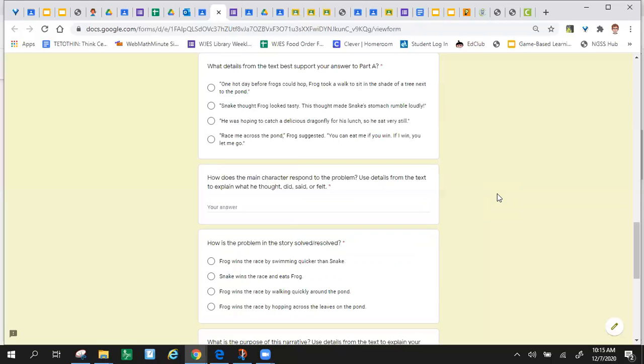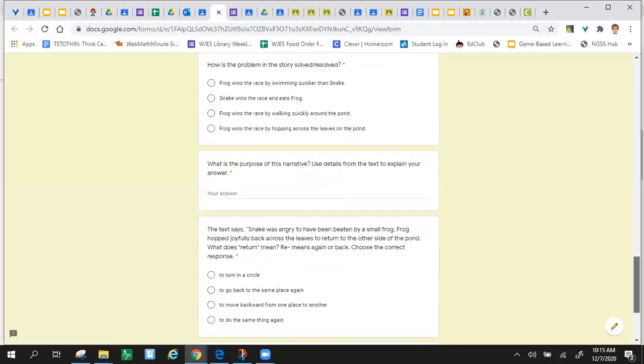So you're going to go back to the text, refer explicitly to the text, and you're going to type on this line how the character responded to the problem. So this is going to be a couple of points, my friends, so make sure you answer it well. If there's something he thought about, write that in, how he felt, what he said, include as many details in there as you can, all right, for Mrs. Woodland and Mrs. Creel.